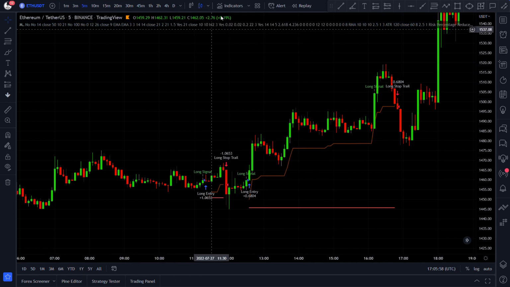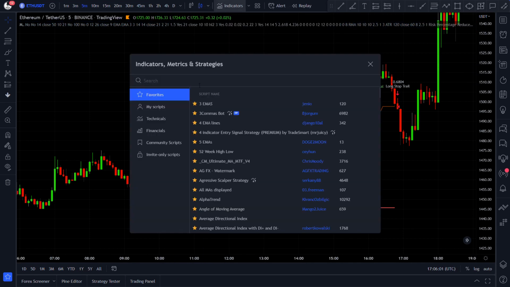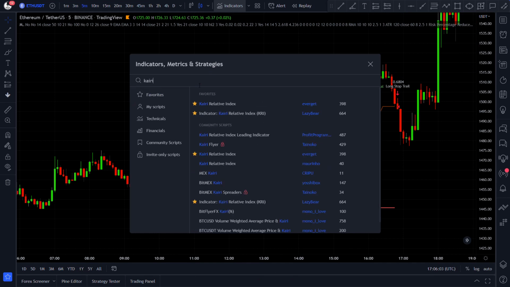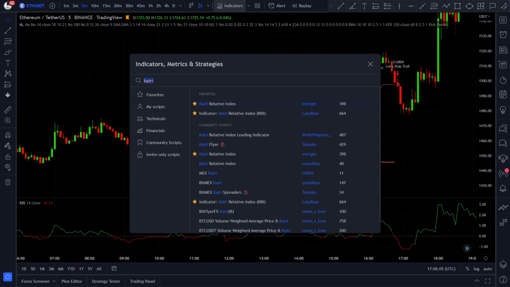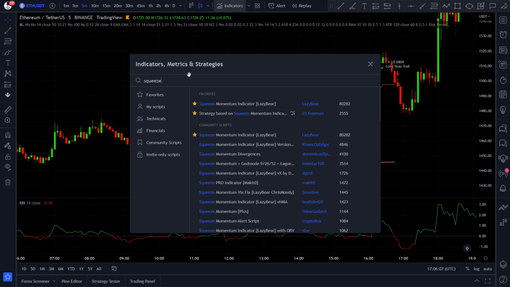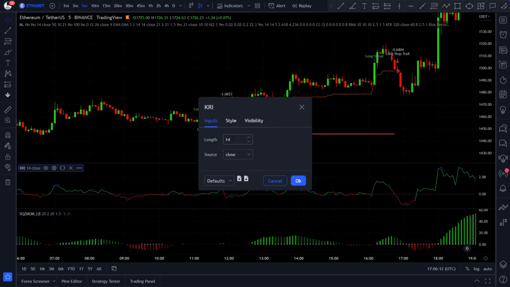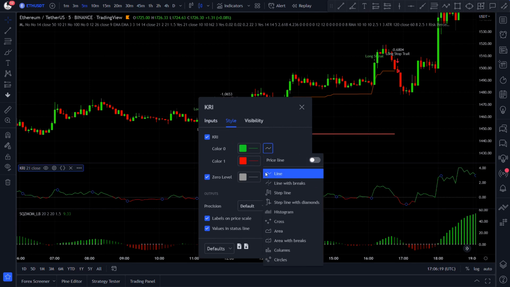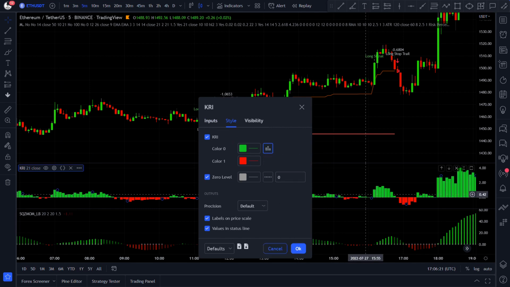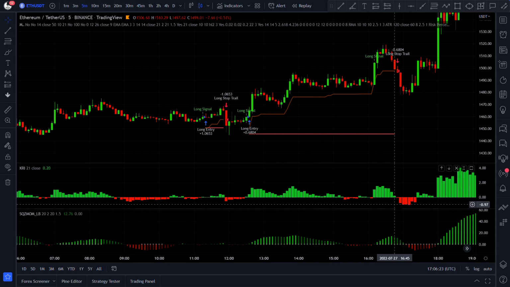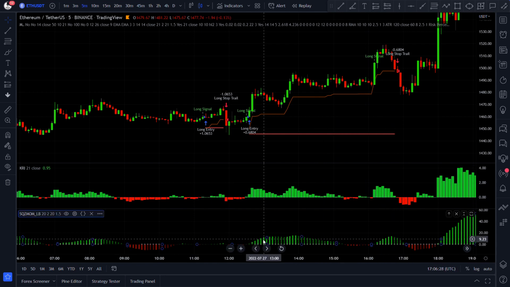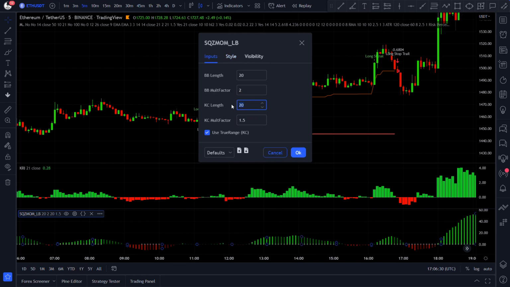To make the indicators appear on your chart, open up the Indicators tab on TradingView and type in Chi-relative index. Click on this one. Then type in squeeze momentum and click on this one. Now go into the Chi-relative index settings and change its length to 21. Then what I recommend you do, but is optional, is to go into the style settings and change the line styles to columns. I like to do this with all of the line-based indicators, because now it's much easier to spot a color switch. Now let's go to the squeeze momentum settings and change its length to also 21.